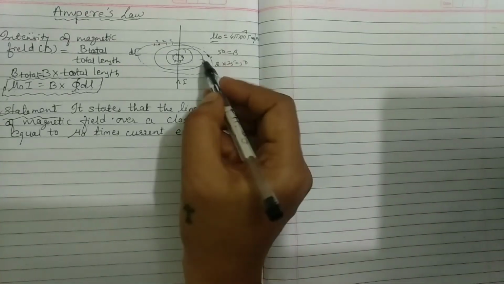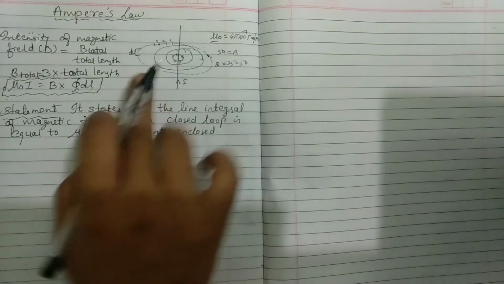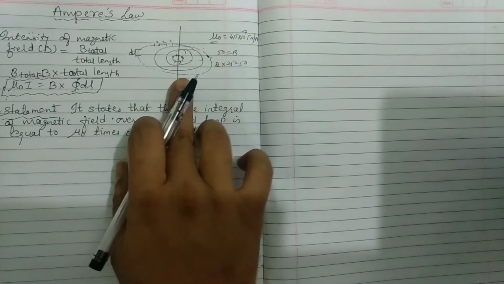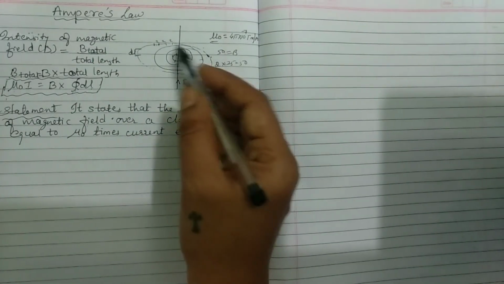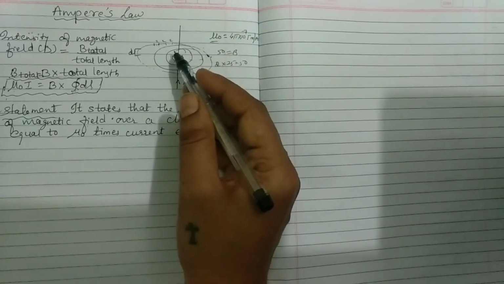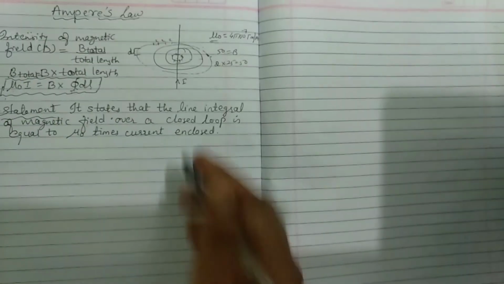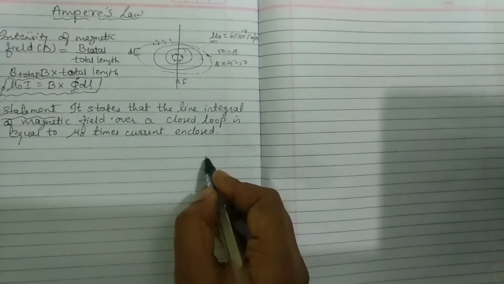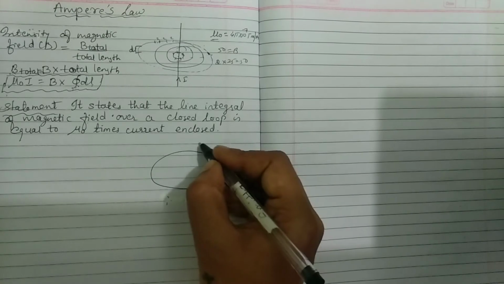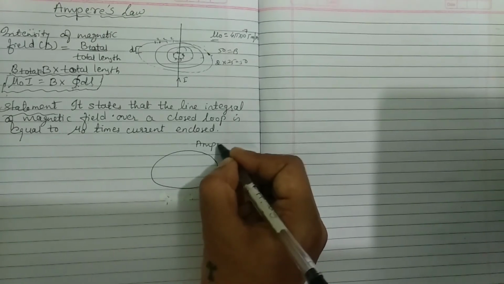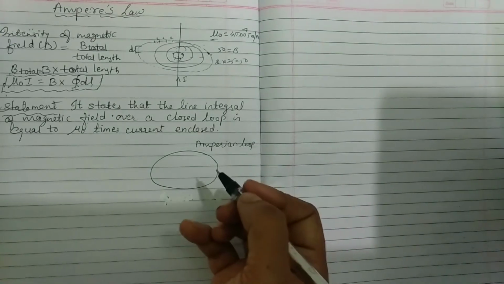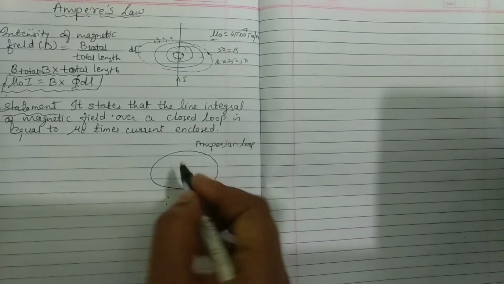As you see, there are several loops developed because of this current carrying conductor. So any one loop can be considered as a reference loop. If you consider any loop as a reference loop, this loop can be called an Amperian loop.